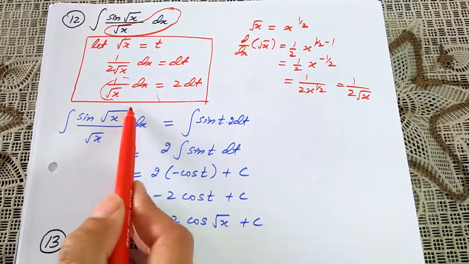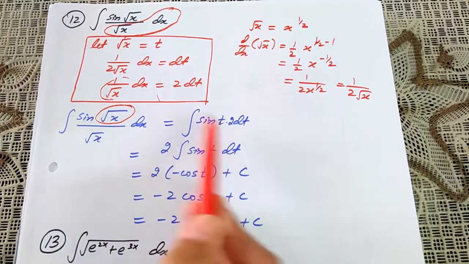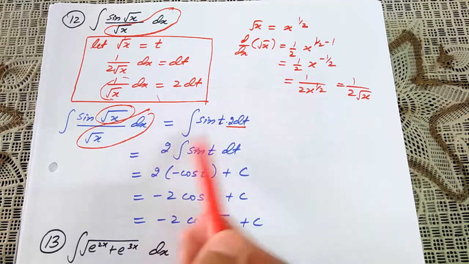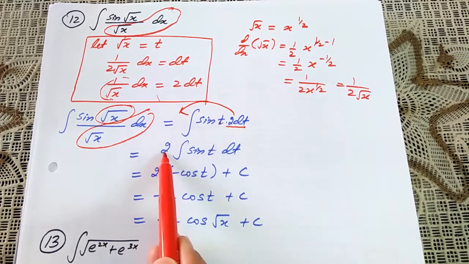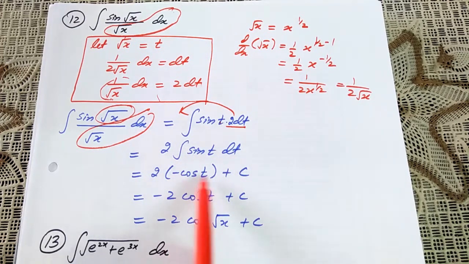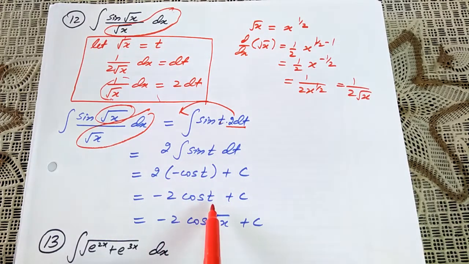Now replace the values. Under root x will give us t and dx over under root x will give us 2 dt. Move the 2 outside. This is a constant. We get sine t dt. Integration of sine t is minus cos t. So we will get minus 2 cos t. Now we can replace back t as under root x. So we will get minus 2 cos of under root x plus c.